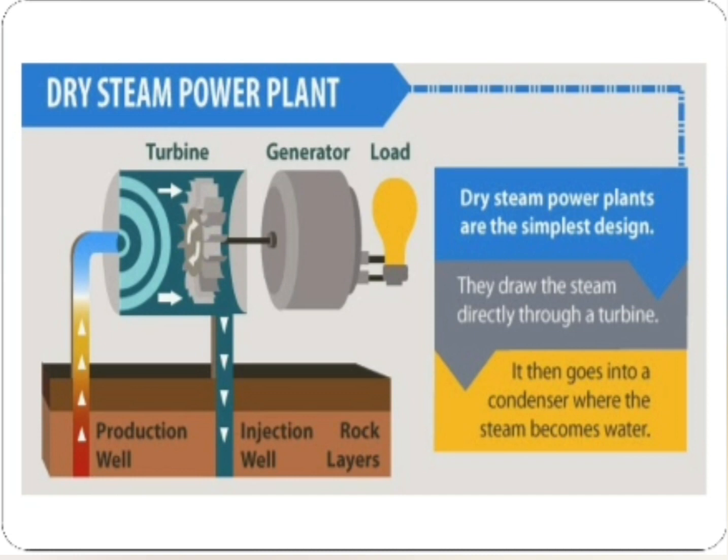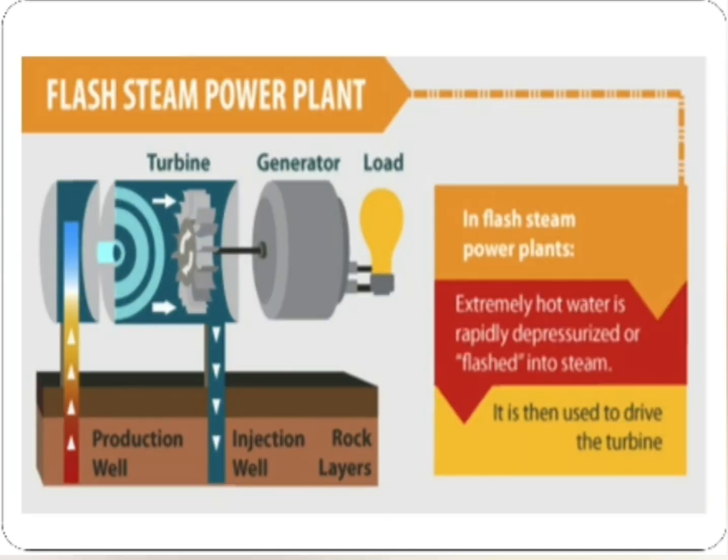Now next we'll go to flash steam power plants. Here in flash steam power plants, extremely hot water comes up to the surface with the help of pipes. Near the surface it enters a flash chamber. In the flash chamber, this water, due to the pressure drop, is converted into steam. Now this steam drives the turbine, and a generator is connected to the turbine, and this generator generates the electricity. This is the flash mode.